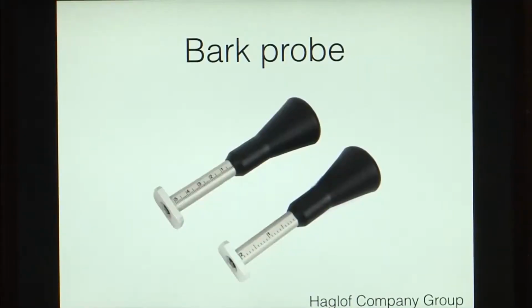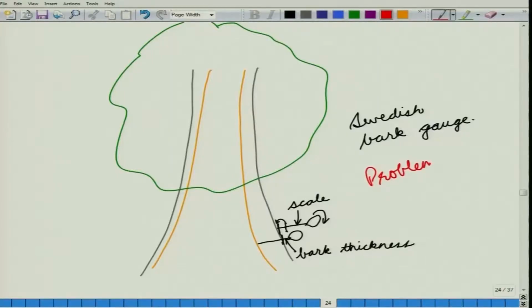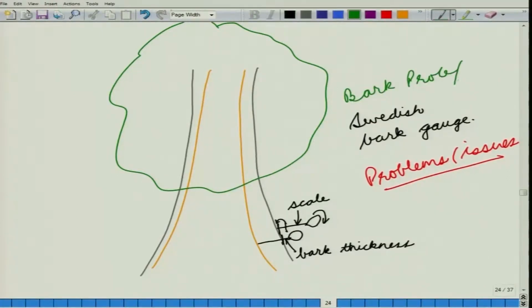Now, a bark probe is also a very similar instrument, but in this case its design is a bit different. It also has a scale, it also has a flange, it also has a handle and the auger is inside at present. Now, the main problems or issues when we are trying to use this bark gauge or a bark probe, in both the cases the issue lies here.